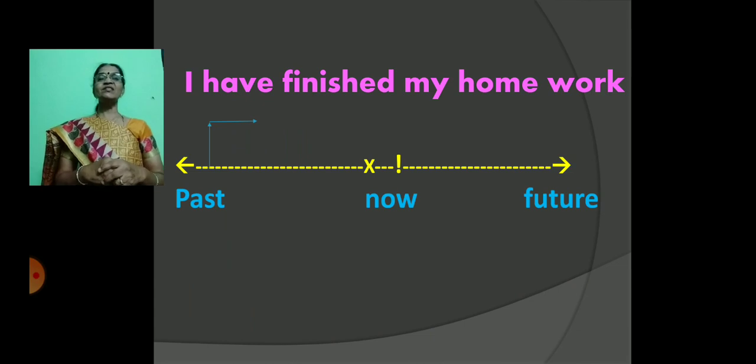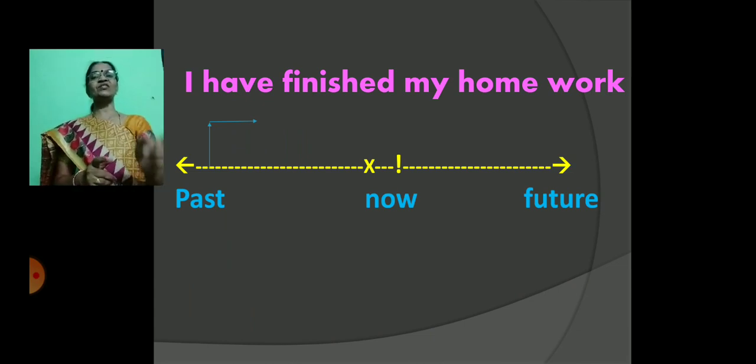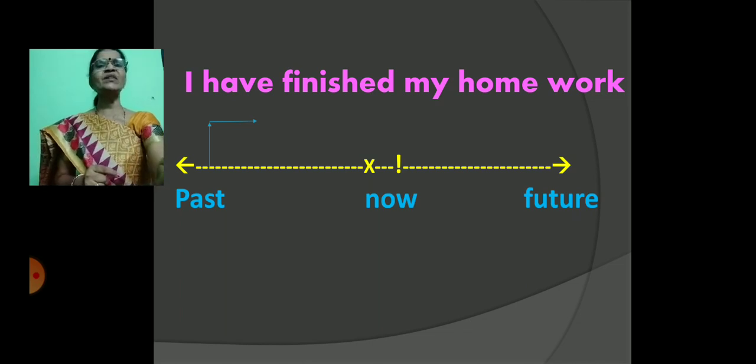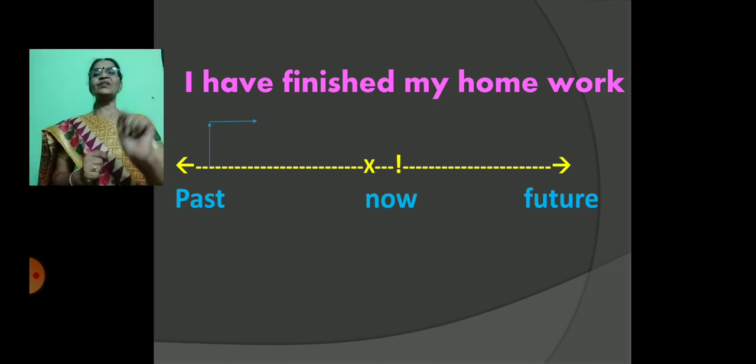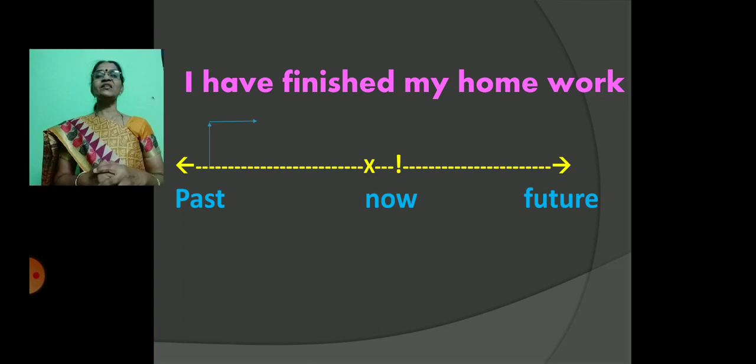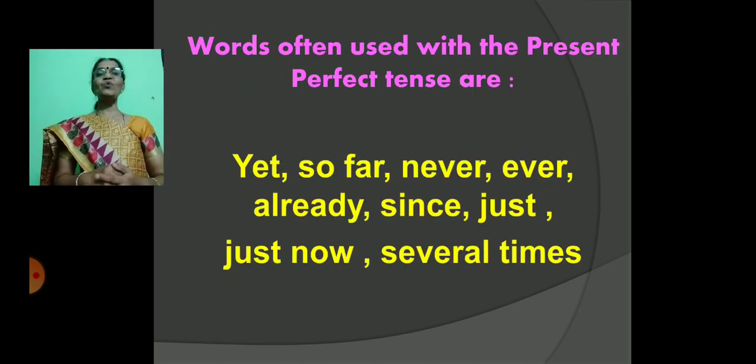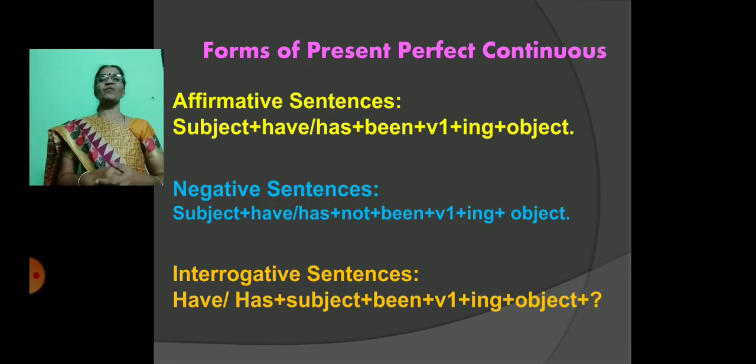Now you can see in this slide, I have finished my homework. So you have started in the past and it is completed just now. So for that we use present perfect. So let's move on to the words which are used for present perfect tense. You use it, so far, ever, already, since, just now.